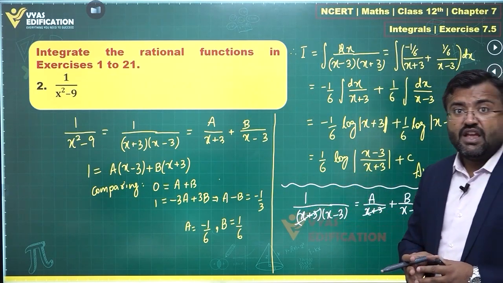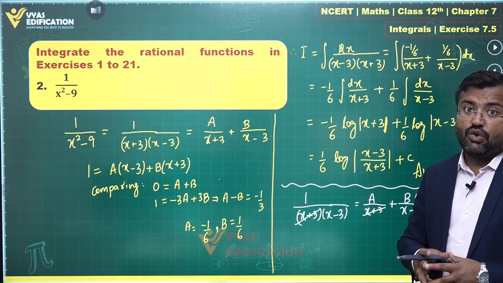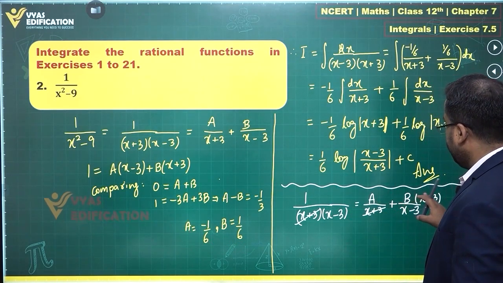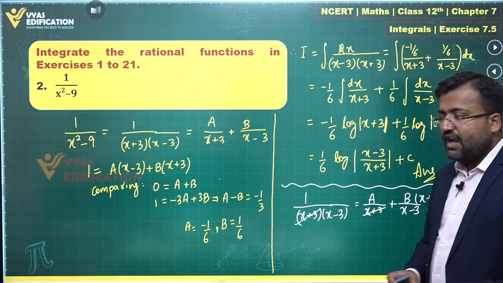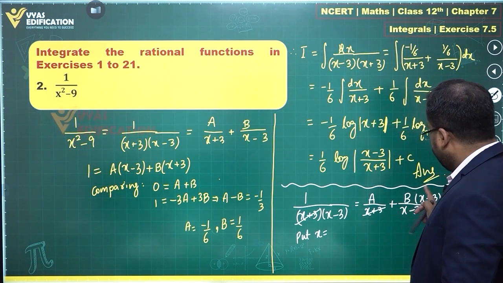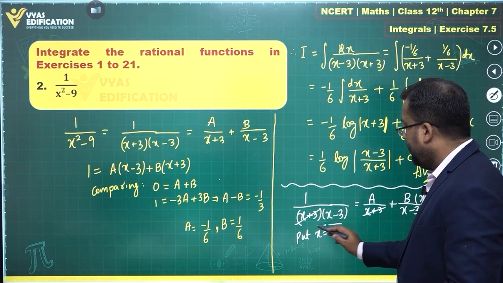First, this is what I'll do. I'll multiply with x plus 3 throughout. So this becomes 1 upon x minus 3, this becomes a, this becomes b times (x plus 3) upon (x minus 3). And now I'll put x plus 3 equals 0, which implies x equal to minus 3.